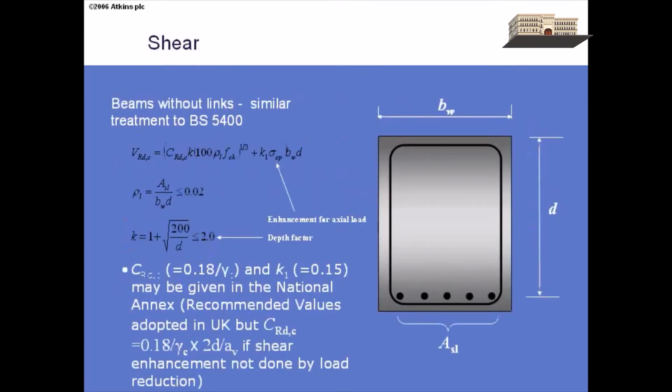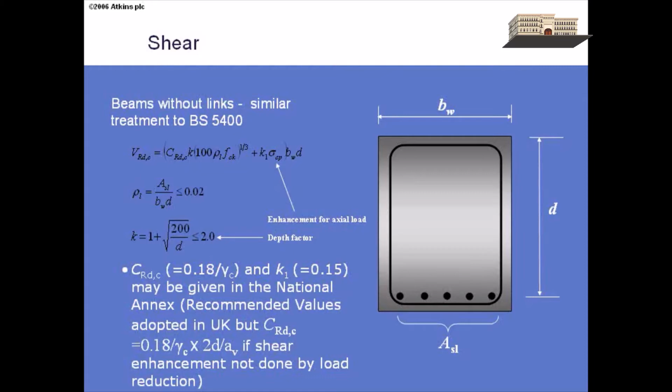So just sort of starting off with reinforced concrete without any links. There's a pretty simple expression, and it's very similar in the Eurocode to the one that was in BS500. So we have VRDC here, the shear force resistance of the concrete on its own, which is a function of rho 1, which is the reinforcement ratio, the longitudinal reinforcement ratio in the tension zone. It's got the concrete cylinder strength in there as well, FCK, as you might expect.